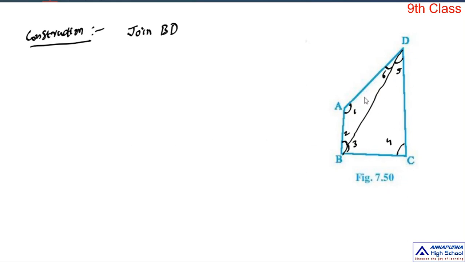Every diagonal divides the quadrilateral into two triangles. The diagonal BD divides quadrilateral ABCD into two triangles: the first one is ABD and the second one is BDC. First we take triangle ABD.